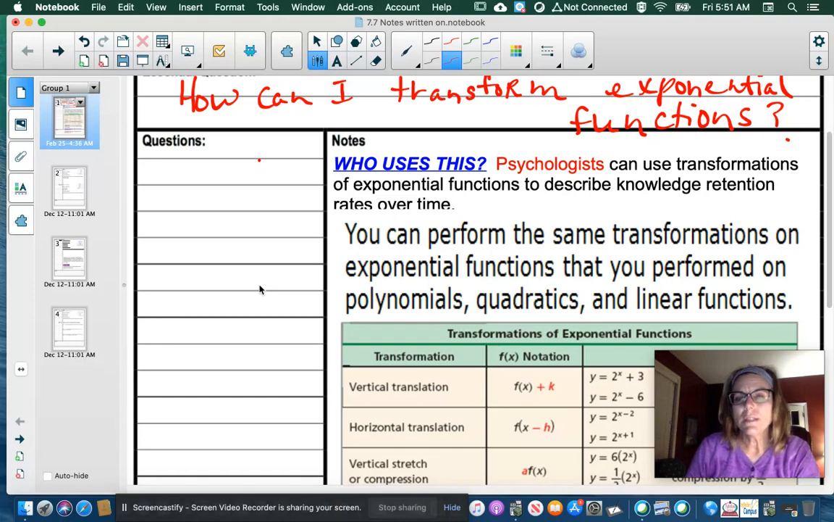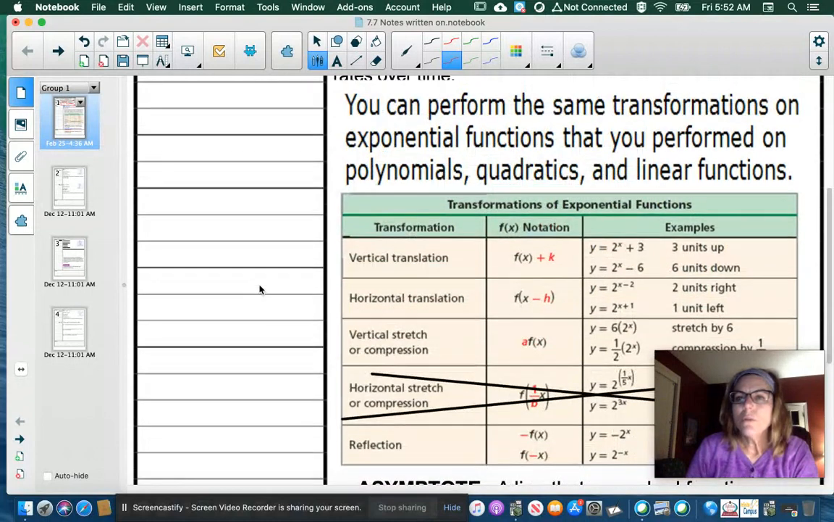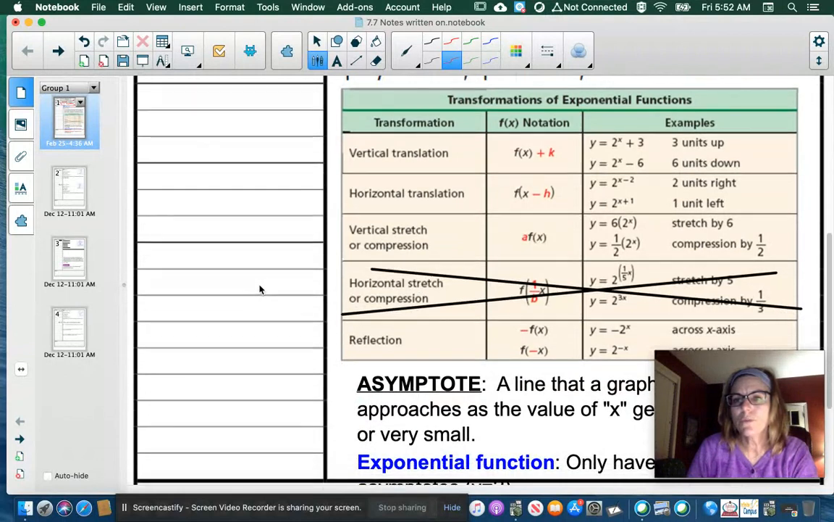Who uses this? Psychologists can use transformations of exponential functions to describe knowledge retention rates over time. You can perform the same transformations on exponential functions that you performed on polynomials, quadratics, and linear functions. Here's a quick review of that.